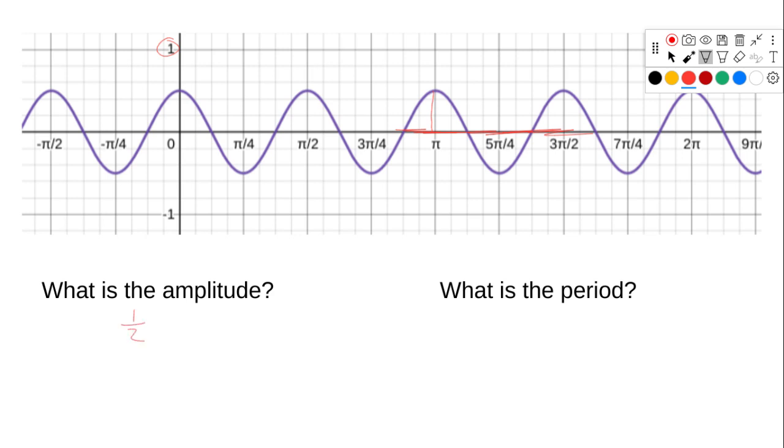That's our amplitude. And then for our period, we want to look at how long it takes for it to complete a full cycle. This looks like a cosine wave, so it's the distance from that peak to that peak. So that's going to be pi over 2 units. That's going to be my period here.